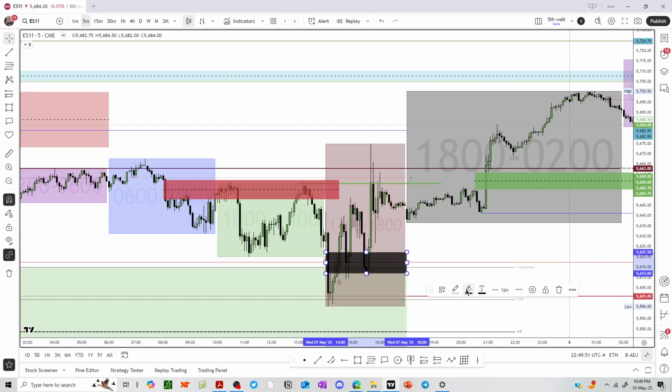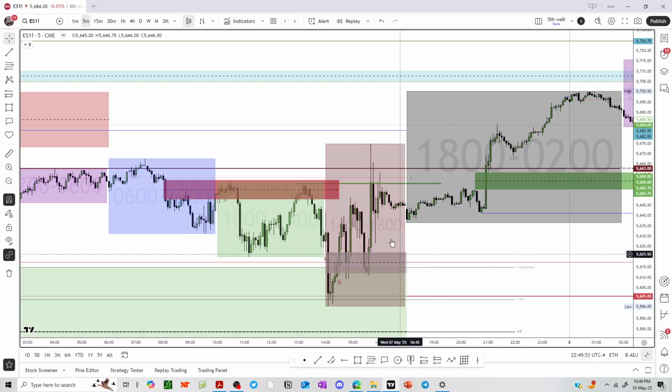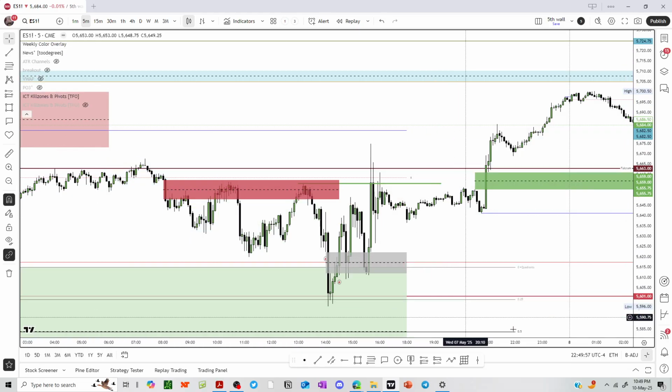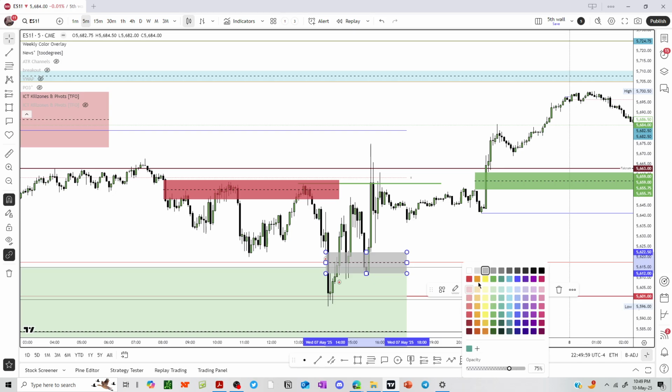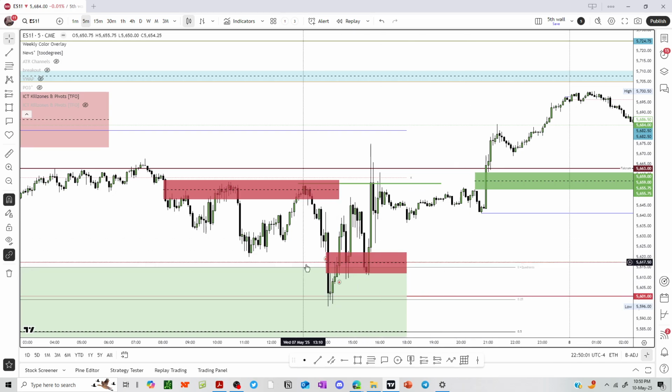Ooh, that's rich, right? Let's turn that back off just so you can see. That's ugly. Just leave it red for now, but I try to make it gray normally. Inverted fair value gap, long. And let's get back into the 4-hour.